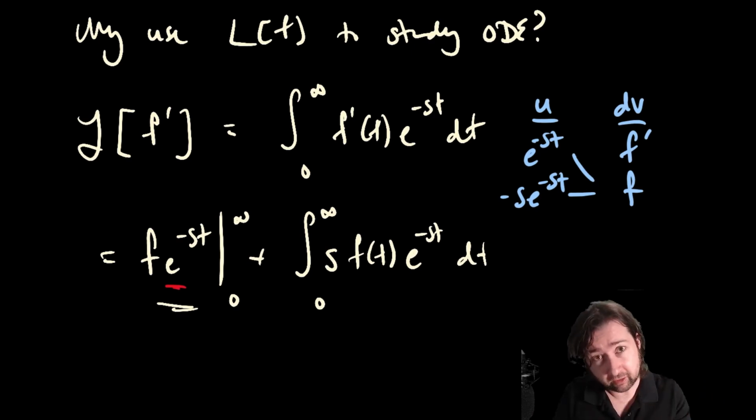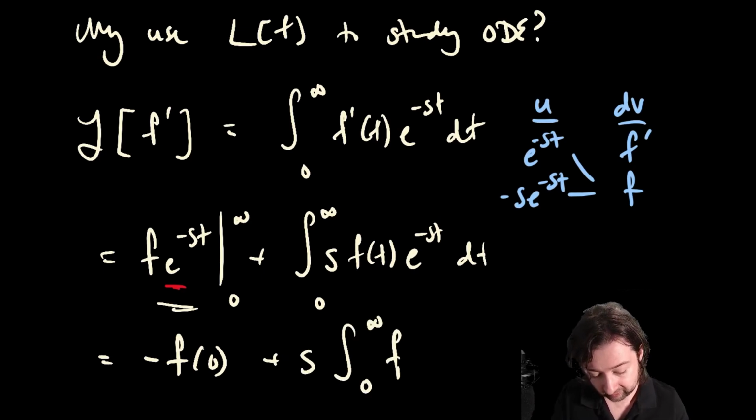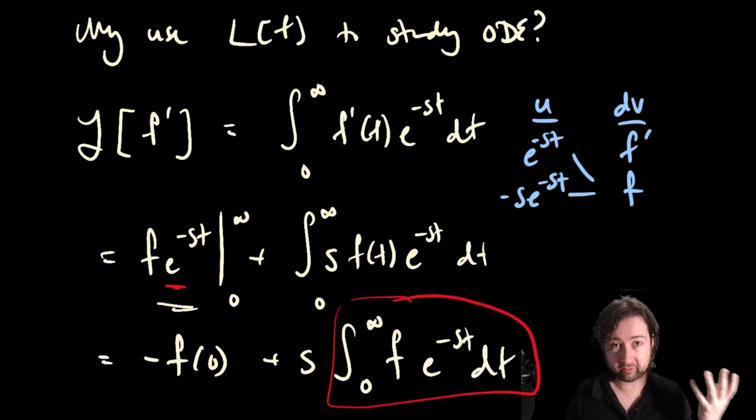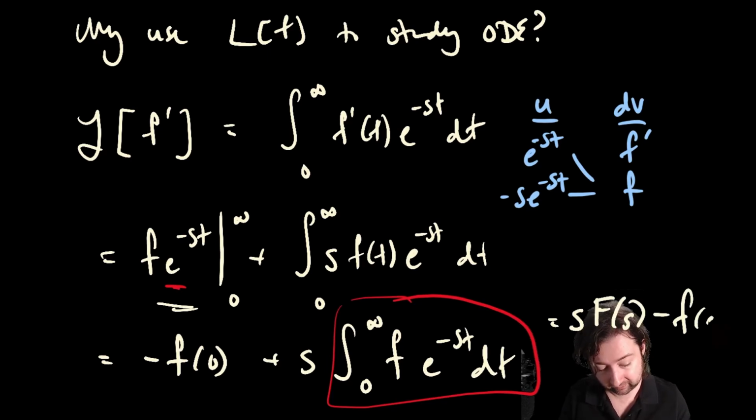Then if I put in 0, e to the 0 is 1, and f of 0 is f of 0. So all of this turns into minus f of 0. And this is s times the integral from 0 to infinity of f e to the minus st dt, but this is the Laplace transform of f. So what you get out of the formula in the end is s times F of s minus f of 0. So I've encoded in the Laplace transform of the derivative the Laplace transform of the original function and the initial condition of that original function.